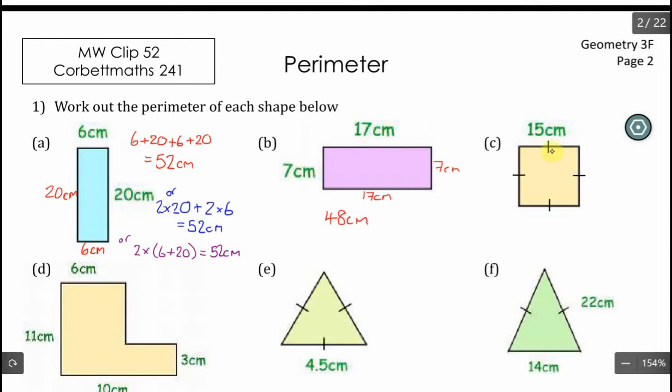On C, these little lines indicate that this is a square, so all of the lengths are the same. They're all going to be 15. So in other words, I've got 4 lots of 15, which is 60 centimetres.